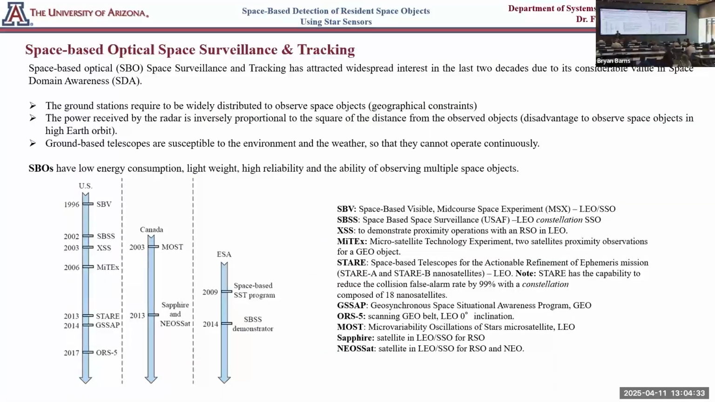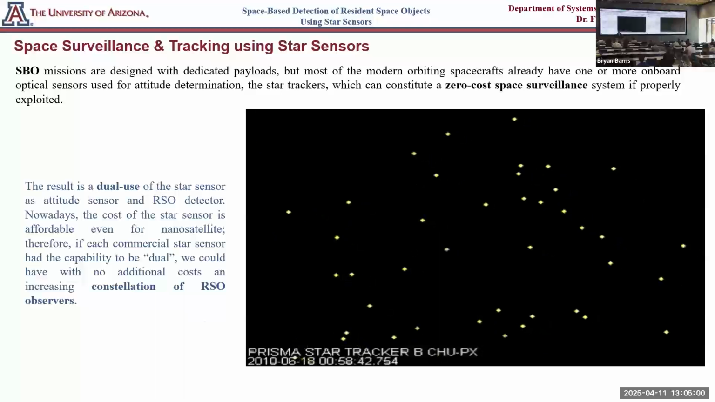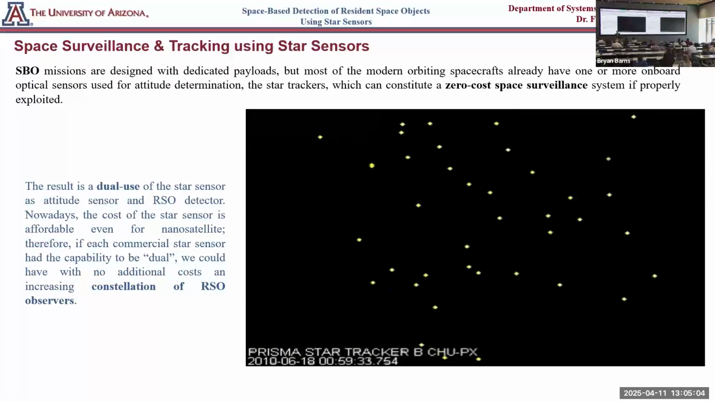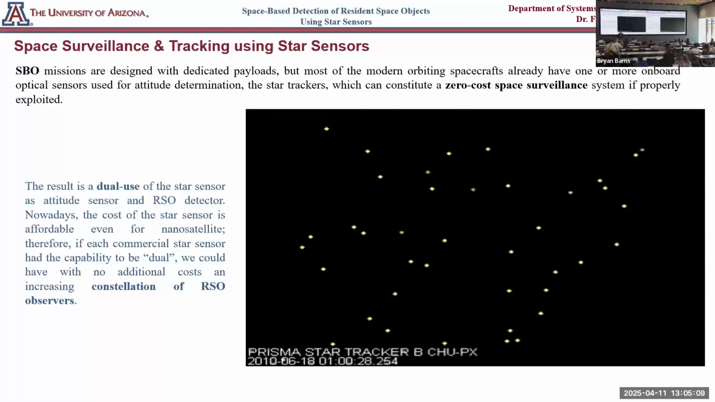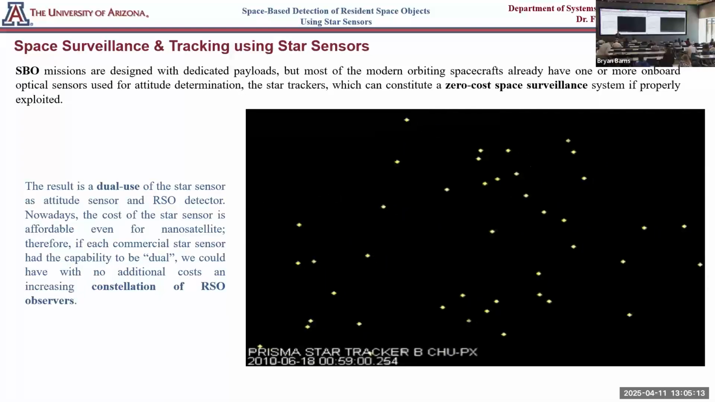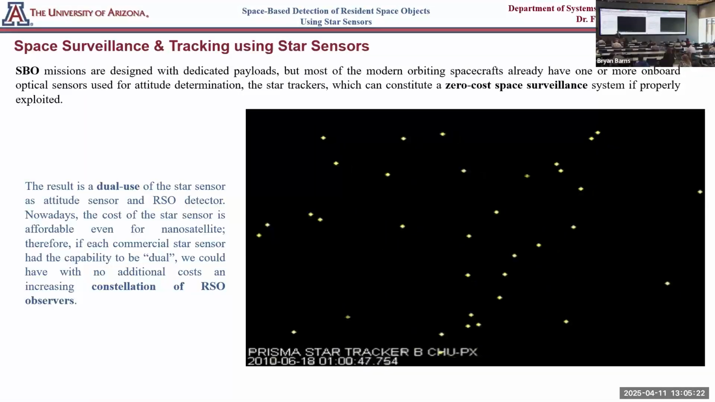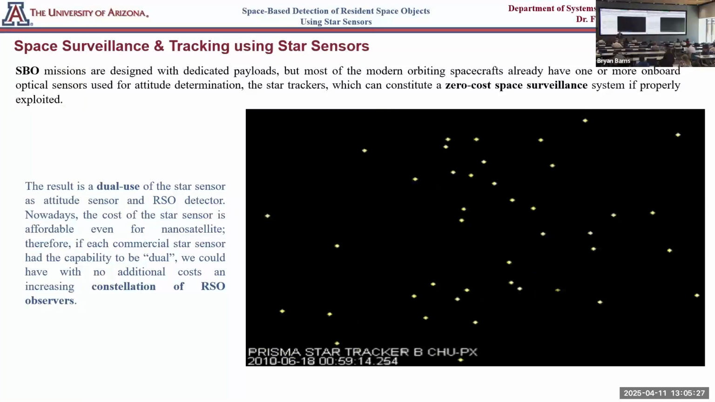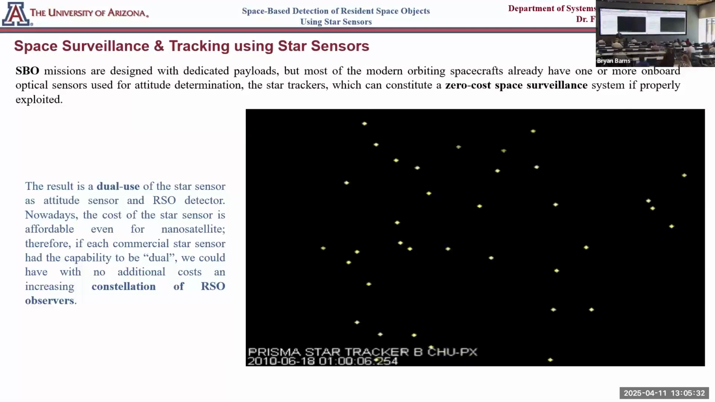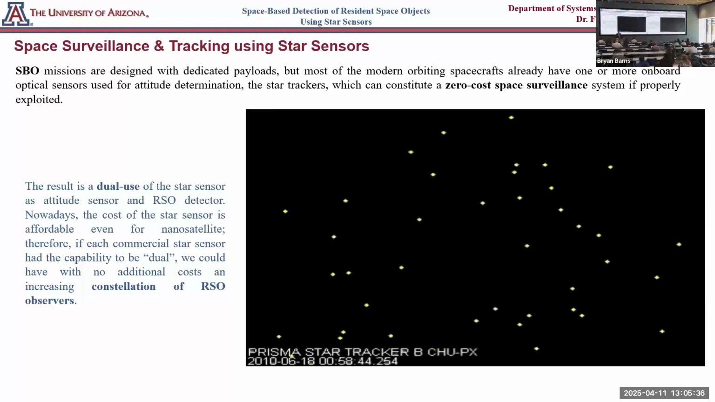This is just an overview of missions dedicated to the observation of resident space objects that are being designed, and we even have a future mission for the detection of objects from space. My idea was to use the star sensor. Star sensors are like a small telescope; they mainly observe the sky and look at the stars to give you the orientation. But even though they are a small telescope, they are able to detect objects passing in the field of view of the star sensor. This is why I say it is a dual use of the star sensor.